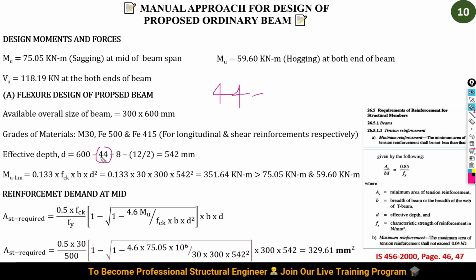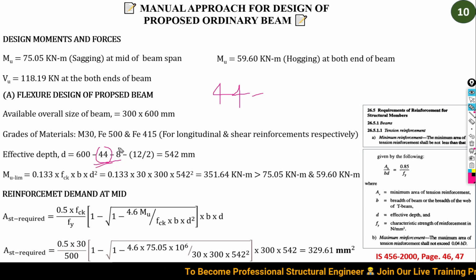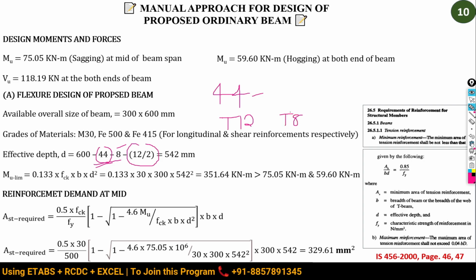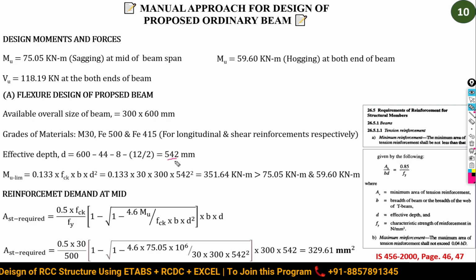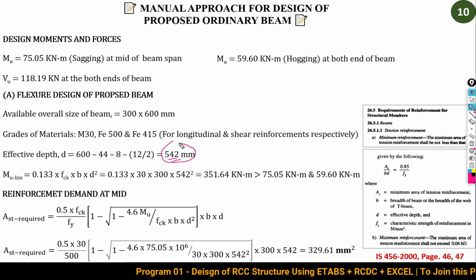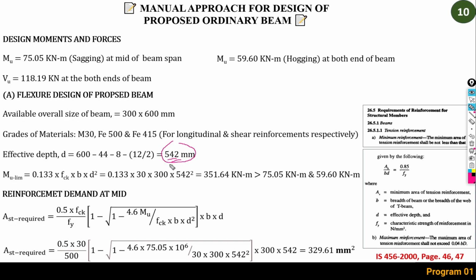600 is the overall depth, minus 44 clear cover, minus 8 mm for the shear reinforcement, minus half of the diameter of the bar. Initially I am going to consider the calculation with the main bar of diameter 12 mm and shear reinforcement of diameter 8 mm. Accordingly the effective depth we are getting is 542. This is the parameter you should try to keep the same in your manual as well as in your STAAD RCDC. Then only is it possible to match the results.